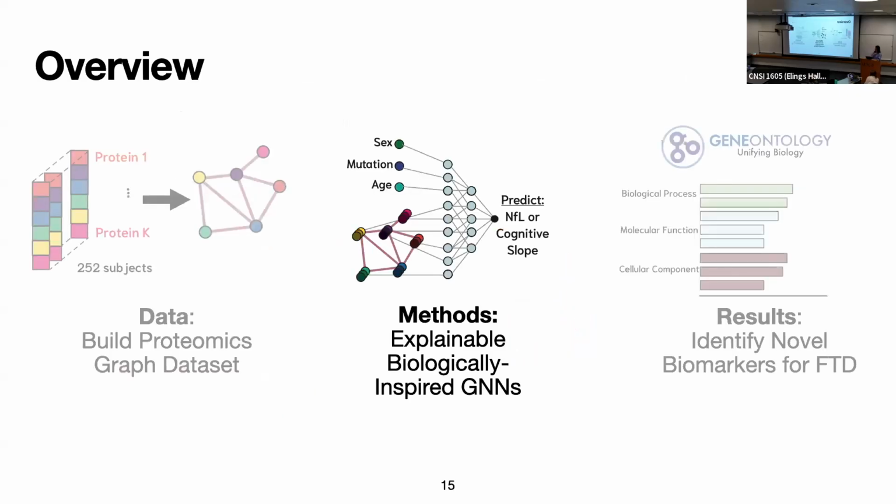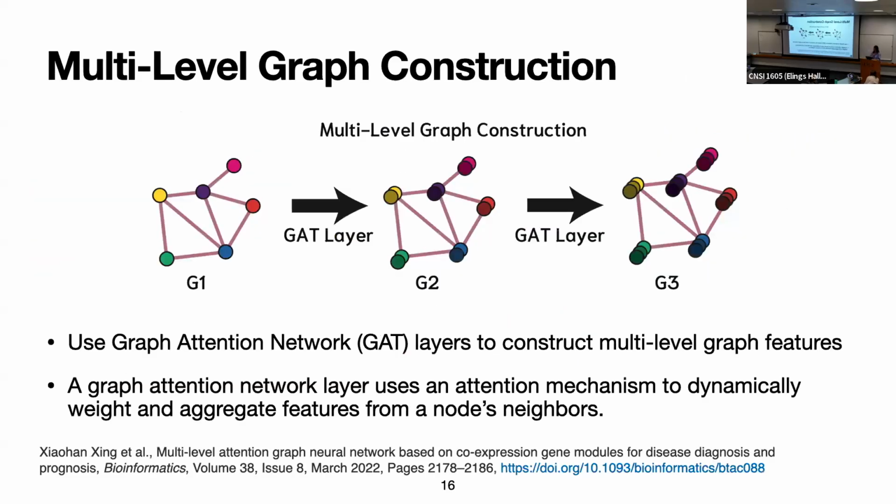Okay, so then we have to take this graph and use a GNN. From here, I've been talking a lot about how we want to capture all these higher order relationships. So how do we do that? We use graph attention layers to construct multi-level graph features. A graph attention layer uses an attention mechanism to dynamically weight and aggregate features from nodes. Like Nina was explaining, you can sum over your neighbors, but here the network learns which neighbors are the most important in that final output. So not only are they connecting all of them, but it's also learning in a dynamic way.